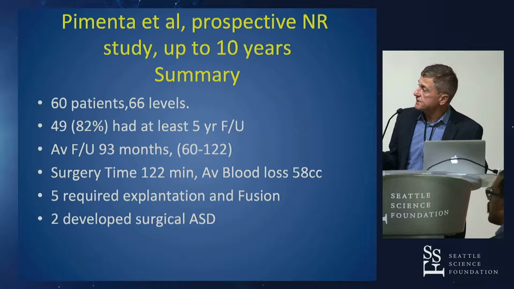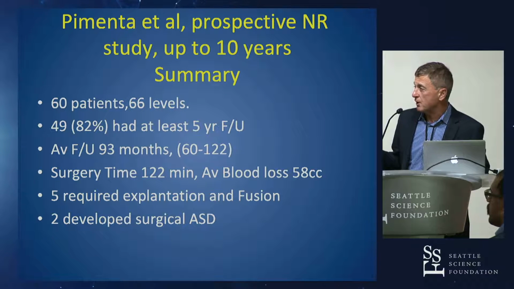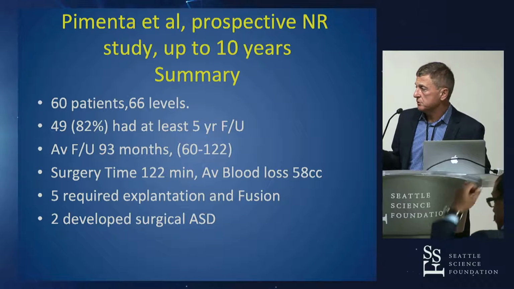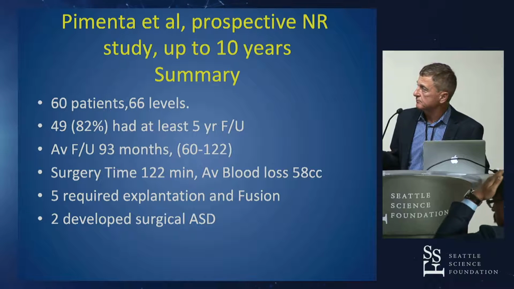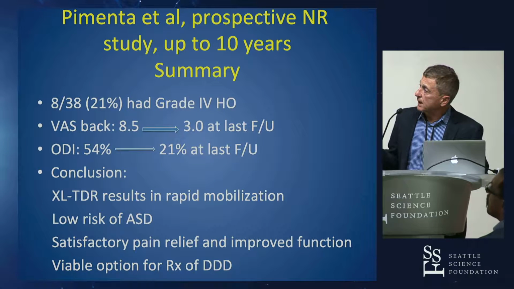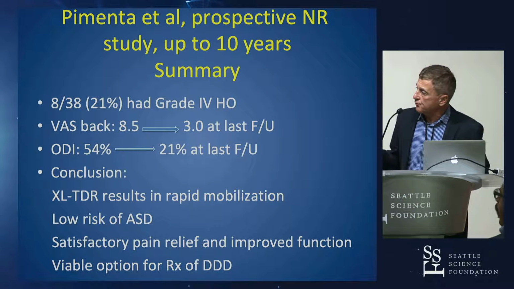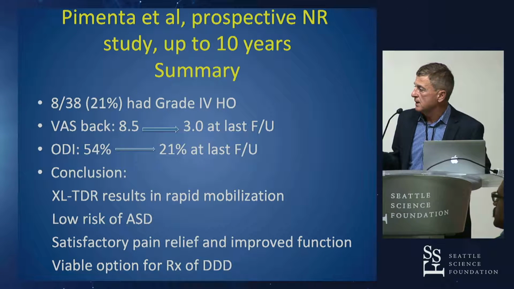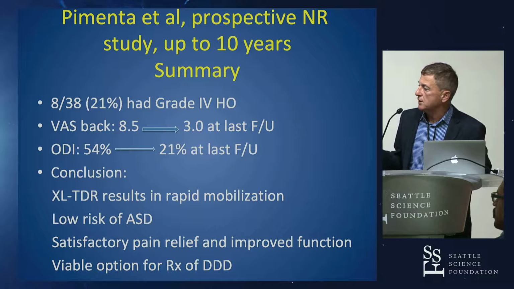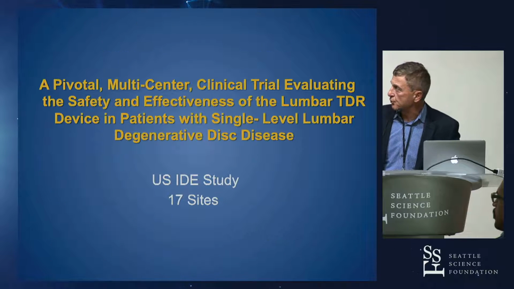So their conclusion, 60 patients, 66 levels, 82% had 5-year follow-up, and average was 93 months. Surgical time, including learning curve, was about 2 hours. This is a bit higher than the US IDE study, and 5 required fusion, and 2 patients developed ASD. And 21% had grade 4 HO. VAS, back and leg both improved. And they concluded that it results in rapid mobilization, low risk of ASD, satisfactory pain relief, and improved function. And they felt, again, it's a viable option for DDD.